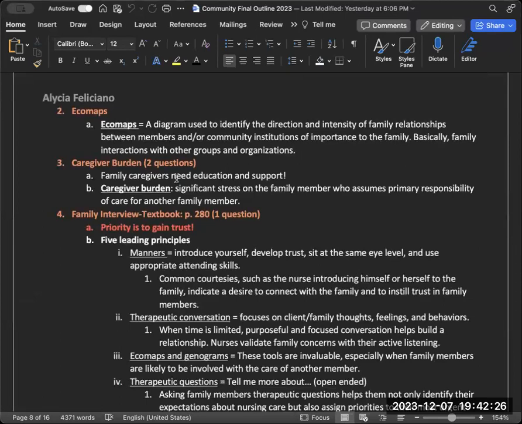Ecomaps is a diagram used to identify direction and intensity of family relationships. Basically, we're looking at family interactions with other groups and organizations. The definition from the textbook was a diagram used to identify the direction and intensity of family relationships between members and or community institutions of importance to the family. So ecomaps, how families interact with others. Genograms, basically the interactions within the family based on family health and illness patterns.